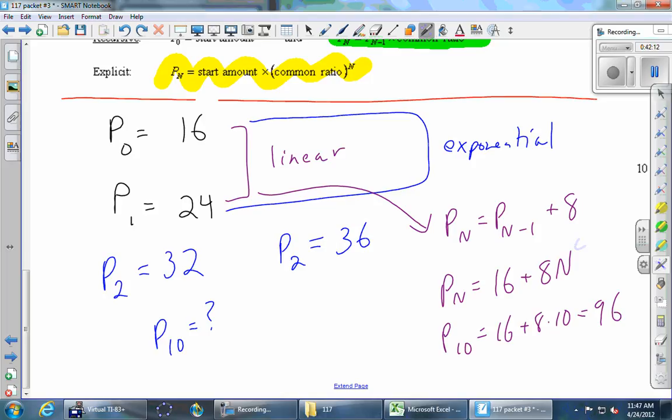And then if you want to find P10, would you rather do the recursive or the explicit? Explicit. Much, much better if we have it. Instead of n's, we're putting 10 for both of those n's. So this becomes 16 plus 8 times 10, which is 96. That's what happens 10 years from now, 96 somethings. That is everything there is to know about those two numbers and linear growth.